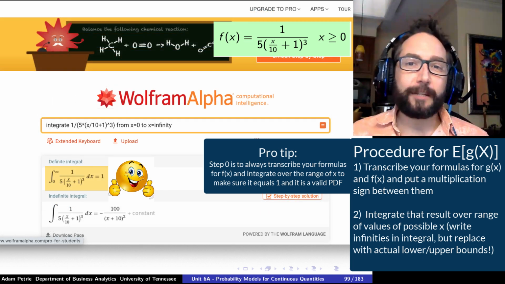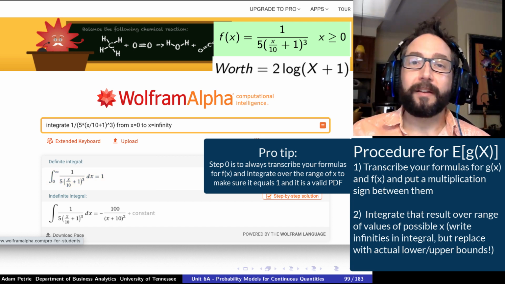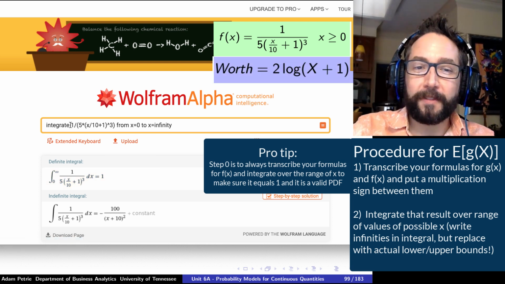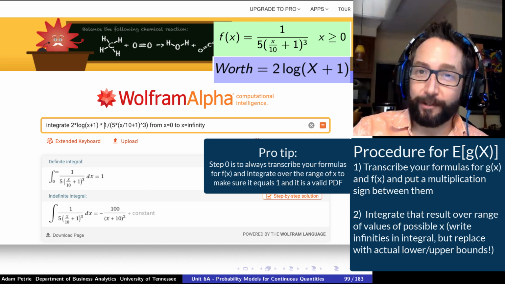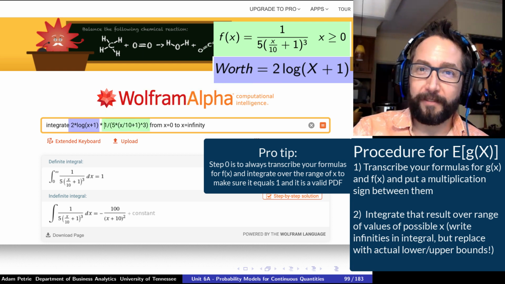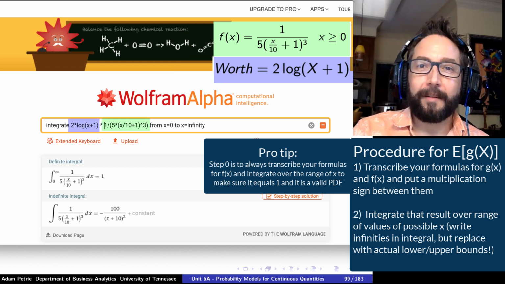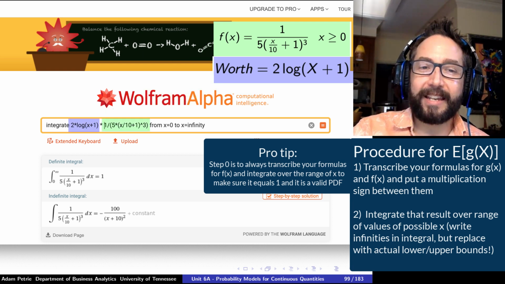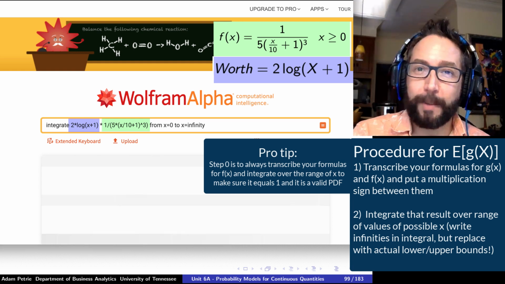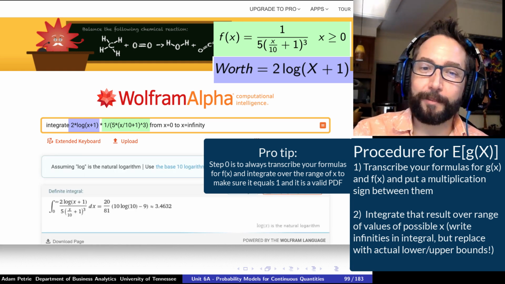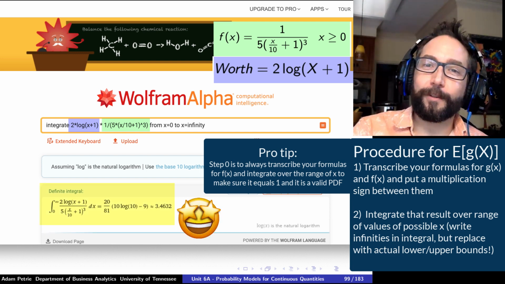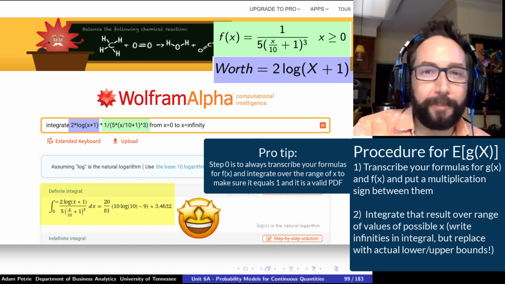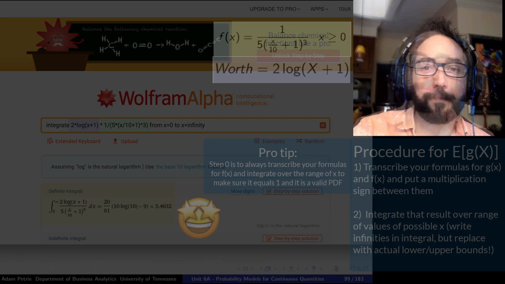If I want to know the expected value of the worth of that steel, and the worth of that steel is just 2 times the log of x plus 1, all I have to do is transcribe that function of interest, multiply it by my formula for the PDF, and take the integral over the range of possible values of x that I might observe, from 0 to infinity. So in this case, I get a value for the expected worth of about 3.46.